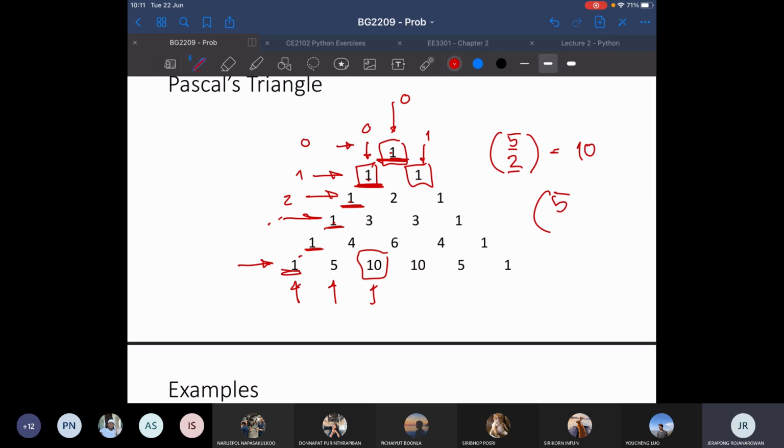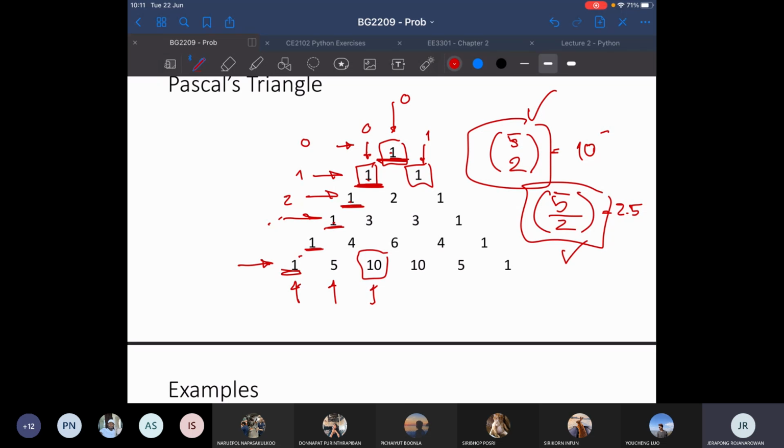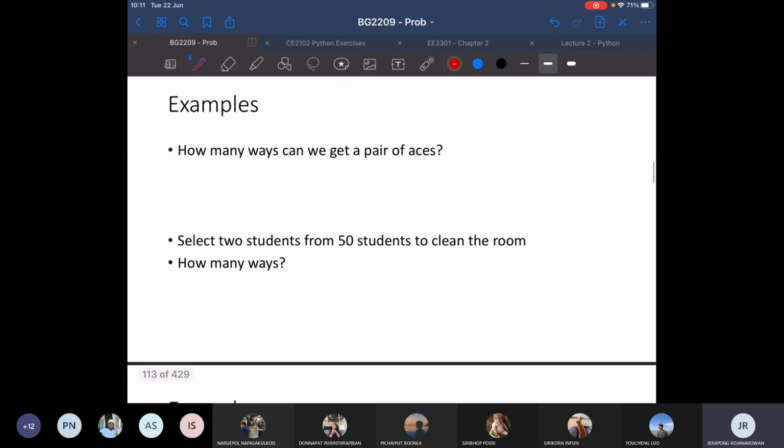Note that when you write, you're not going to write it like this. Some people just copy from friends and write down 5 divided by 2. No, 5 divided by 2 is 2.5. This one is 5 with no dividing line over here. Just 5 choose 2. If you write it one way or the other, your marks will be totally different. Be careful, because writing it the wrong way will get you very few marks.